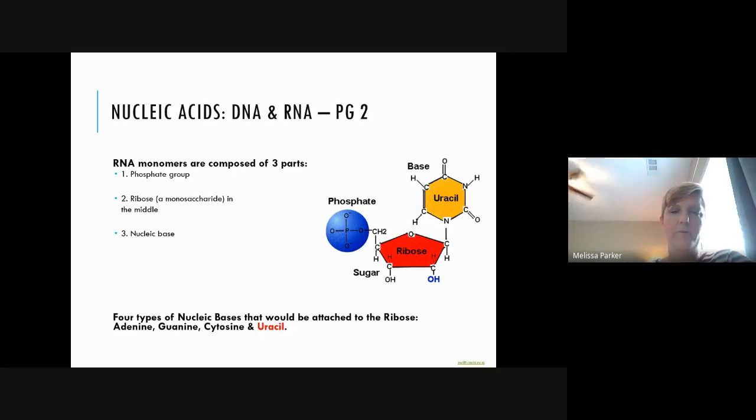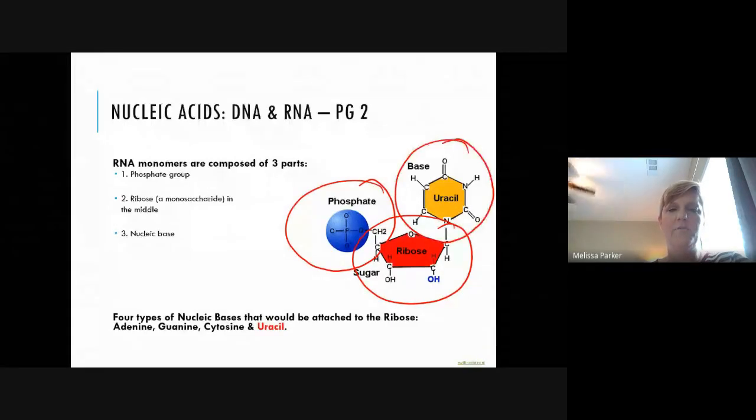So RNA monomers, so remember monomers, the smallest unit, are composed of 3 parts. It's composed of a phosphate group, which is this right here. And then also it's composed of a ribose, which is right here. And it's also composed of a nucleic base, which is right here. So all 3 of those molecules or compounds make up a monomer.